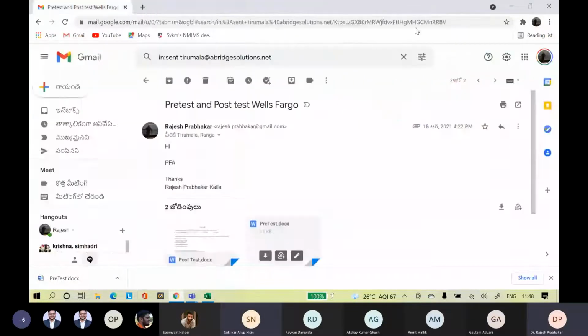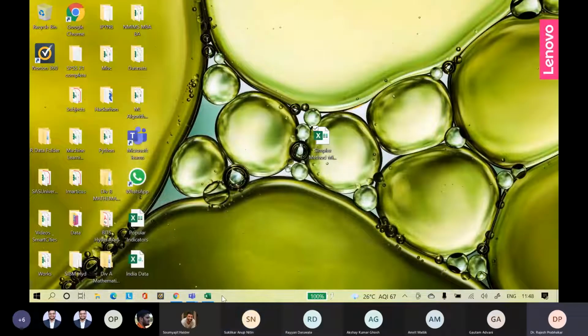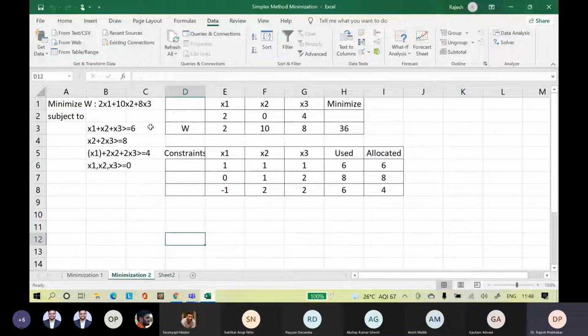So here, do we have to select less than or greater than? Greater than, right? All greater than we have selected, right? The constraints are all greater than. See? Greater than or equal to. Sir, what is it?